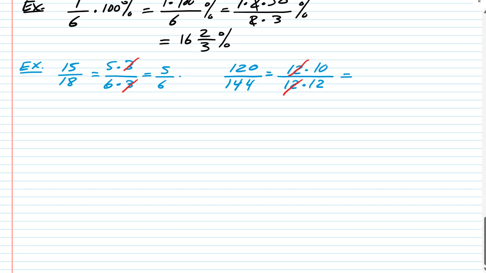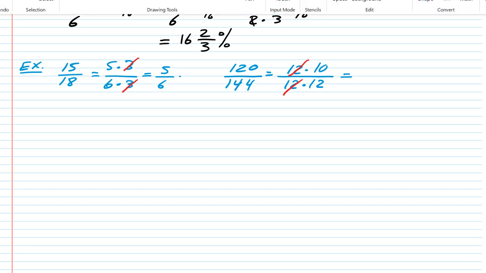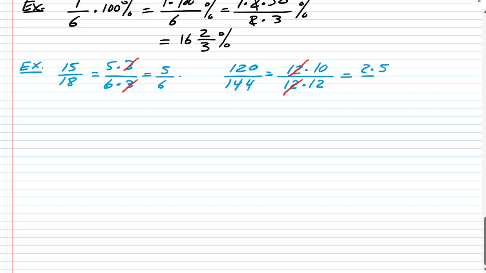The 12 crosses out, and then I'm left with 10 over 12. Because they're both even, then I know that this is divisible by 2, both 10 and 12 are. So that would be 2 times 5, 2 by 6. The 2's cross out, so the reduced form is 5/6. Okay, now, had I recognized from the beginning, which is kind of harder to do with the larger numbers.